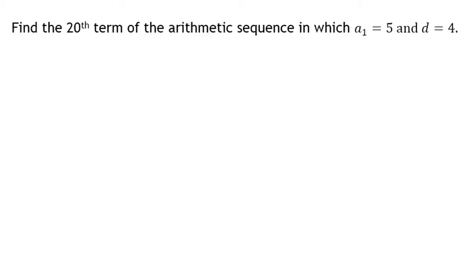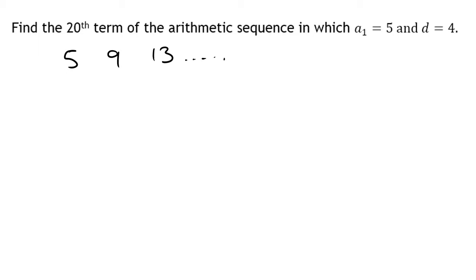Find the 20th term of an arithmetic sequence in which the first term is 5 and the common difference is 4. So I could start with just the number 5, and then I could add 4 and get 9, and add 4 and get 13, etc. And I can go all the way out and finally find the 20th term. But it's probably a nice idea to go ahead and write the explicit formula for that.